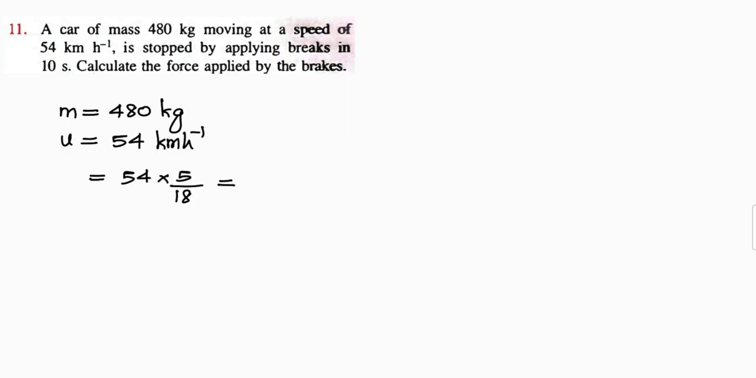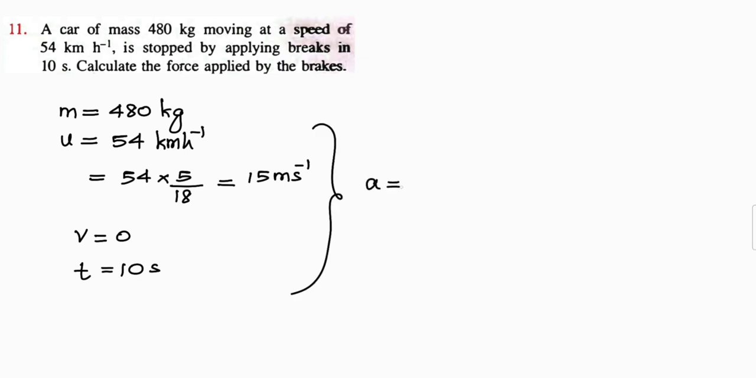Question number 11. Mass is given to you 480 kg. Initial speed is 54 kilometers per hour. Convert it into SI unit, that is multiplying with 5 by 18. That's 15 meters per second. It is brought to rest. It is stopped. So therefore V is equal to 0, and this happens in 10 seconds. Calculate the force. Let's find acceleration first. That is minus 1.5 meters per second square. Remember what is minus? That is retardation, because the body is stopping, the car is stopping, that's why.